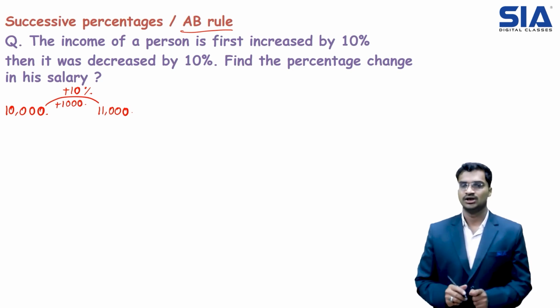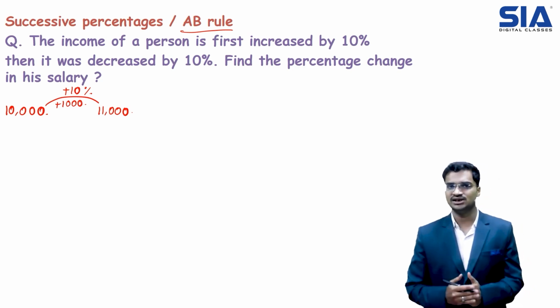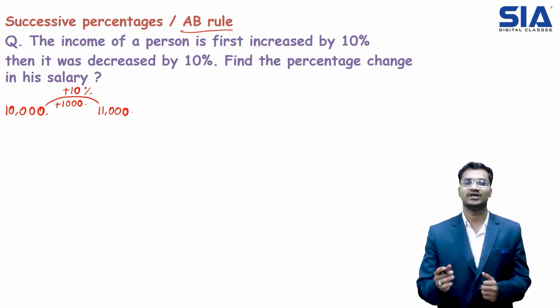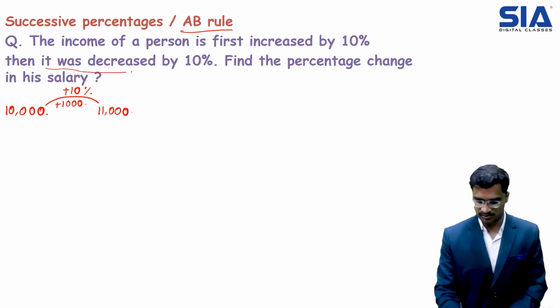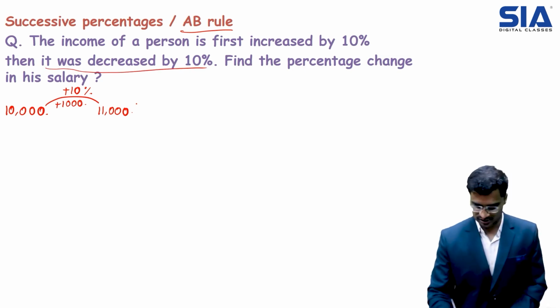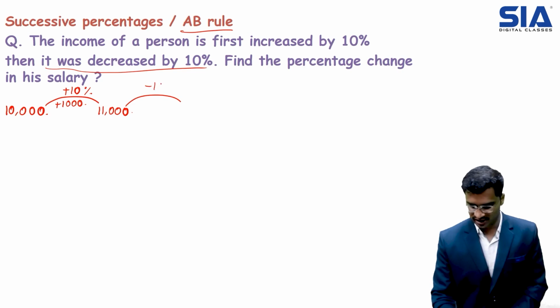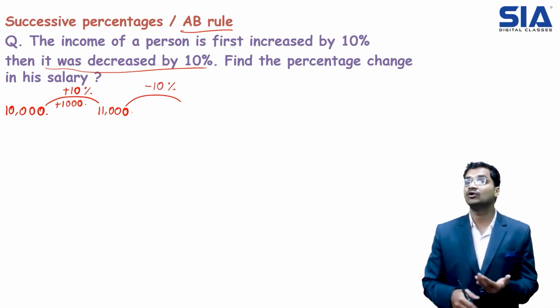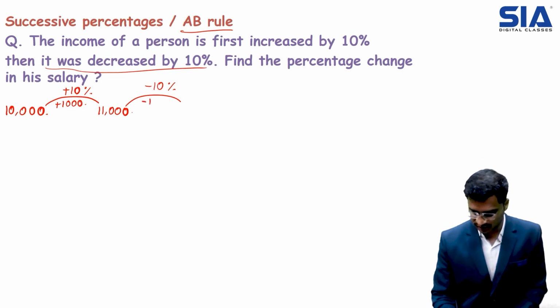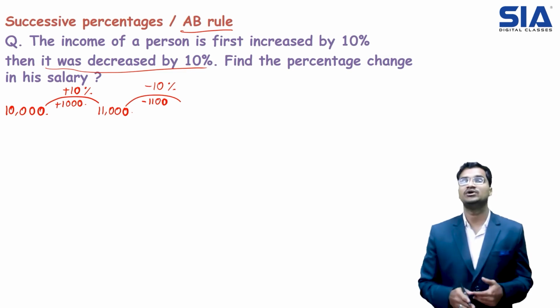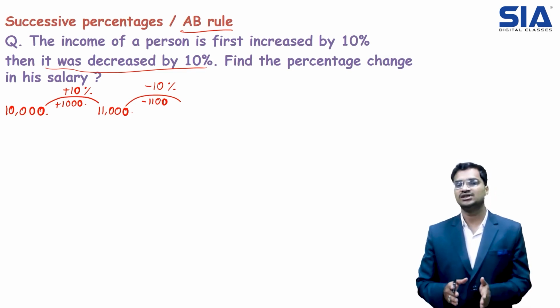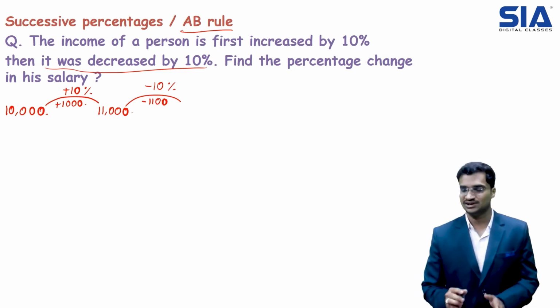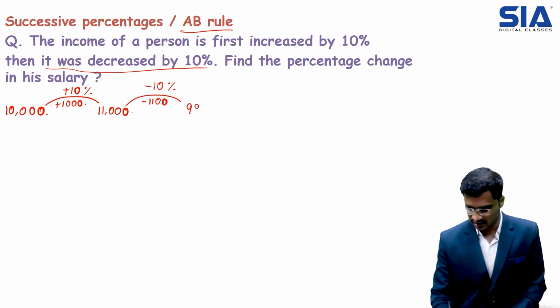Next, after this increase, there was a decrease of 10%. Later it was decreased by 10%. So the 10% of 11,000 is 1100. Now what I have to do? I have to decrease 11,000 by 1100. So 11,000 minus 1100 gives me 9,900.